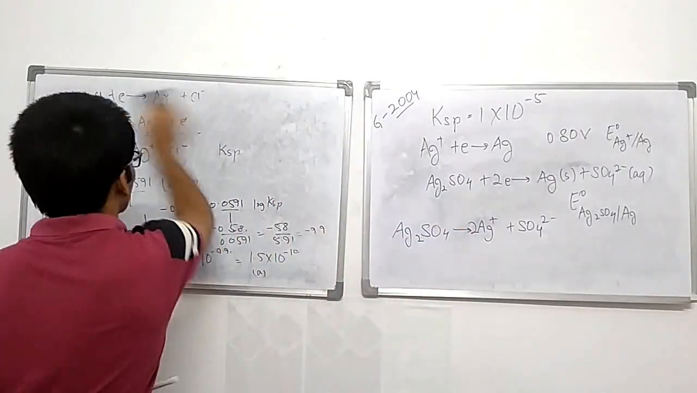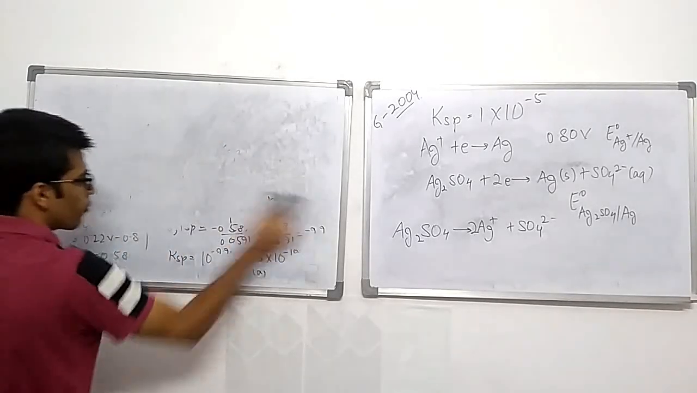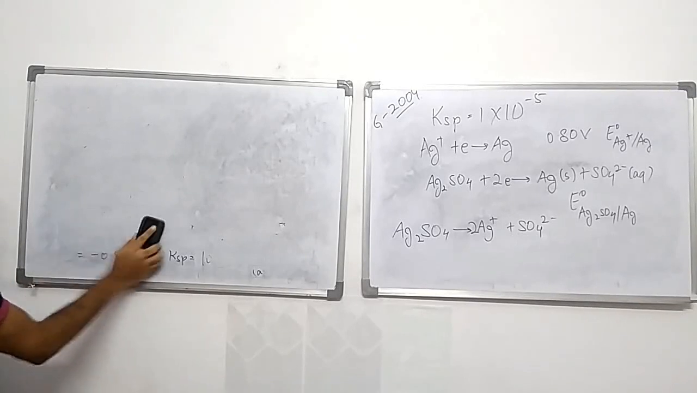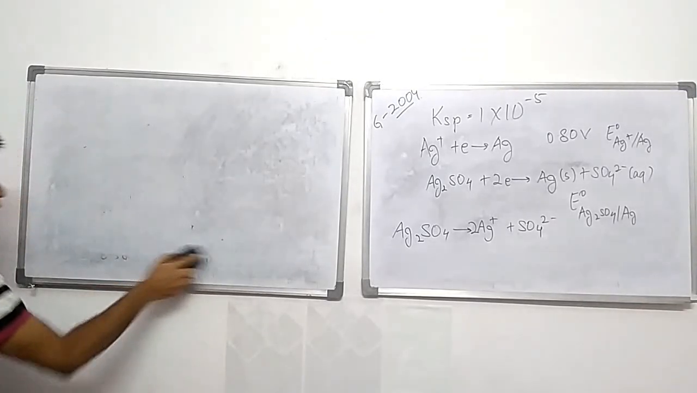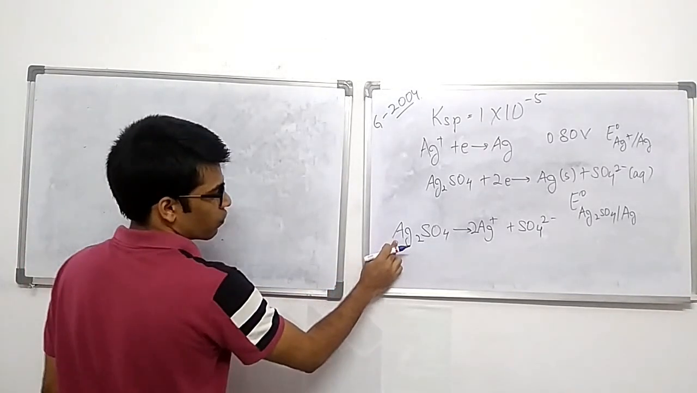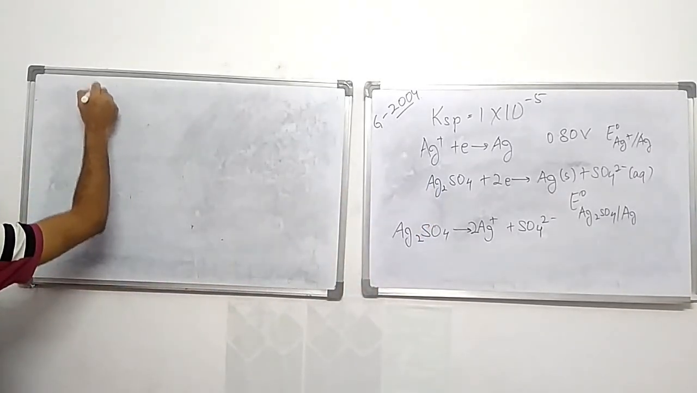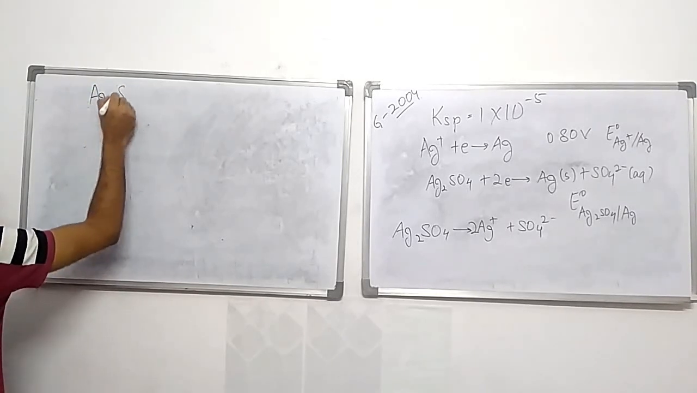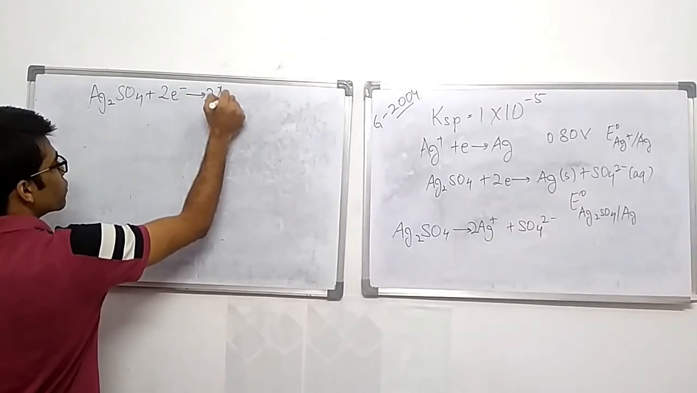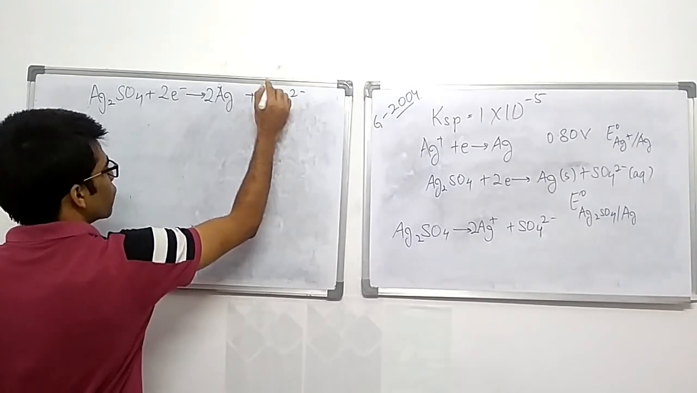Suppose we have Ag2SO4 on the left side, and this equation has Ag2SO4 on the left side. So let's start with this. We will get Ag2SO4 plus 2 electrons gives 2 Ag solid plus SO4 2 minus ion.